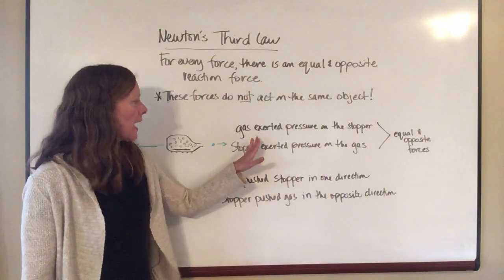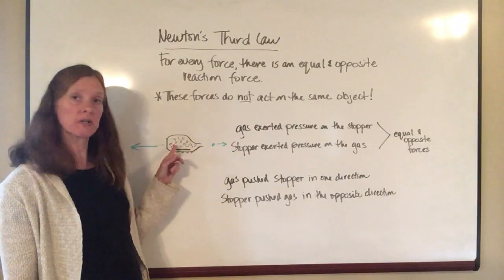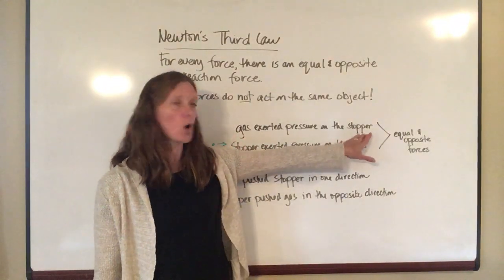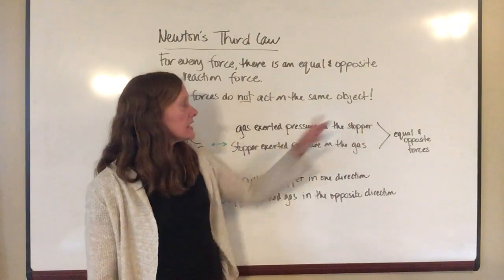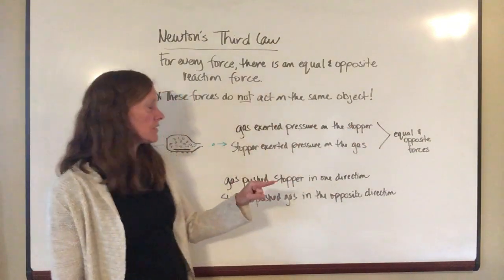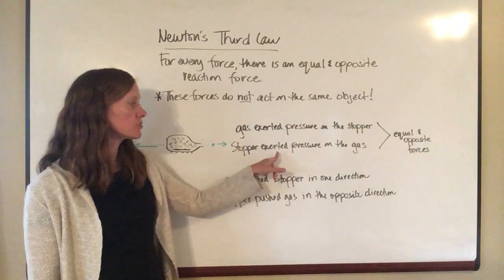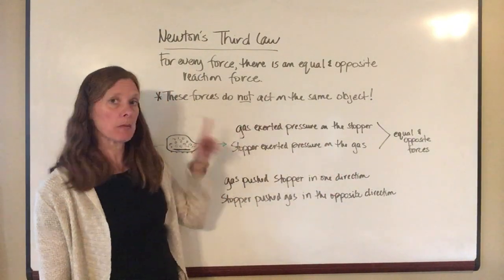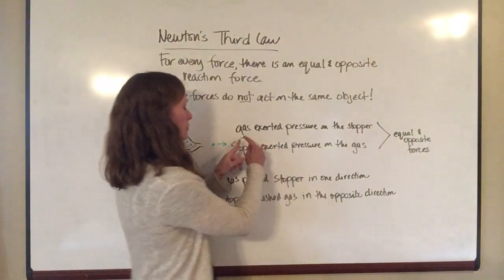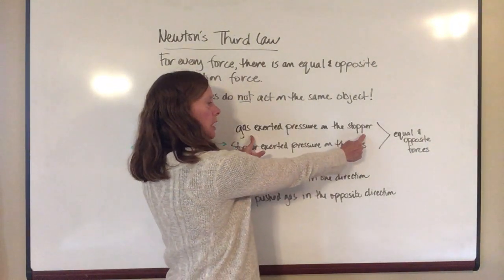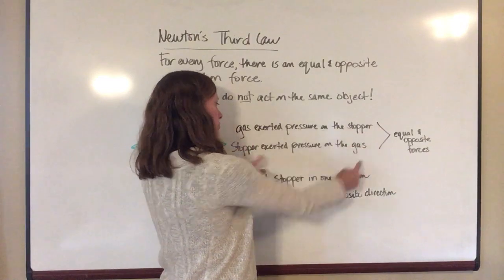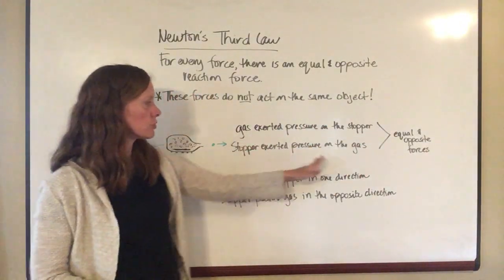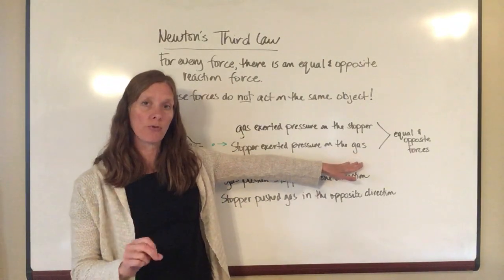So you had the carbon dioxide gas on the inside of the bottle, and the gas exerted a pressure on the stopper. The equal and opposite reaction then is that the stopper was exerting a pressure on the gas. Okay, so they're not acting on the same object. In fact, all you have to do is switch those two nouns around. Gas exerts pressure on the stopper, stopper exerts pressure on the gas. So those are the two forces.